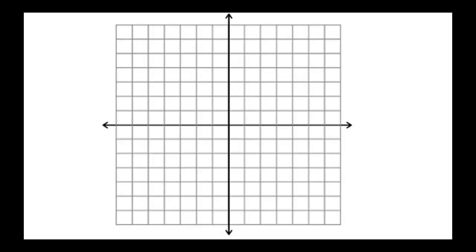Graph these two lines represented by the system of equations. Here is x minus 2y is equal to 1. How would you choose to graph that?